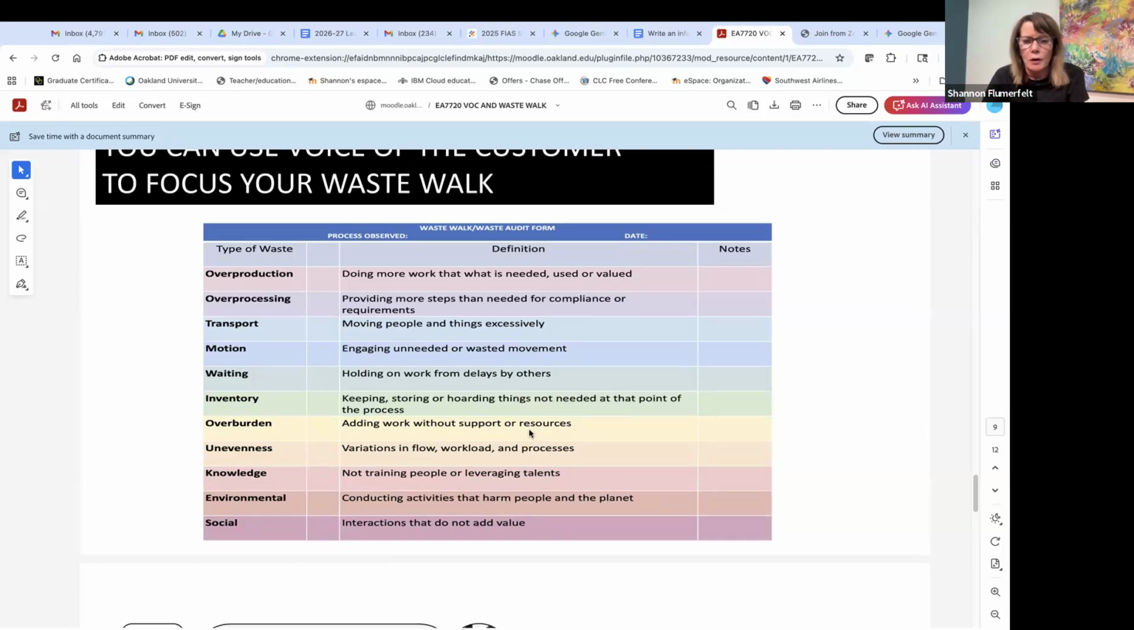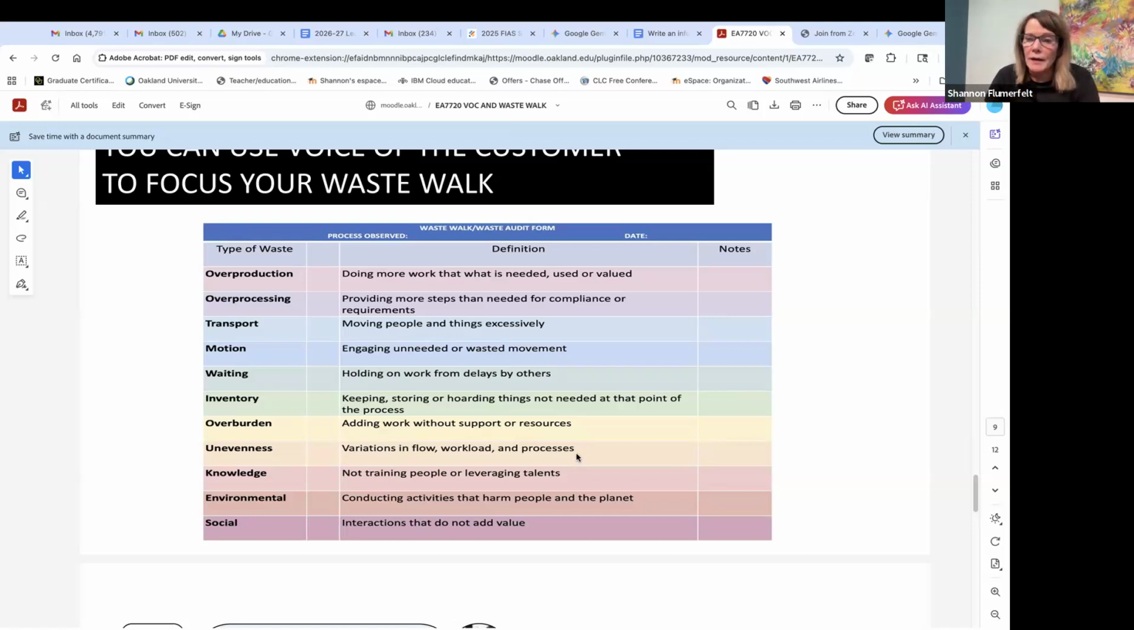Overburden, this is where we work without the kind of support or resources. This is typical in education. We get unfunded mandates from the state where the state will say, yeah, you've got to do this. They're like, well, you need to give us the money, and then they don't. So that happens. Or somebody says, well, we want to do this, we think this is a good idea. So you just go ahead and do it. We expect you to do it. But there's no support or resources for it.